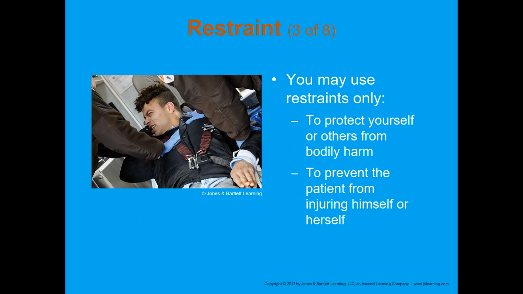So I think the last little part I want to go over here is patient restraint. So here are your two criteria for patient restraint. And what I will tell you is, if you have to restrain a patient to your stretcher, documentation is key. Documentation is going to save you down the road if you have to restrain somebody. So it is only to protect yourself or others from bodily harm, or to prevent the patient from injuring themselves. Those are the only times we restrain somebody to a stretcher.